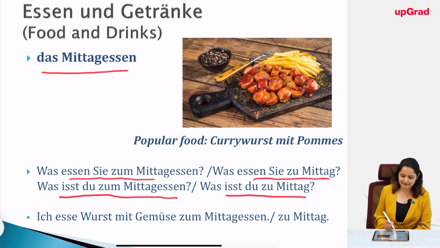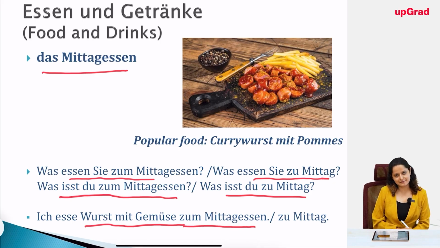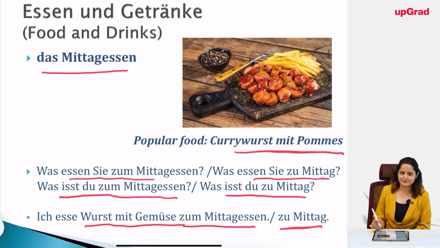The answer to that is ich esse Wurst mit Gemüse zum Mittagessen, or you can have the same statement with ich esse Wurst mit Gemüse zu Mittag. So Wurst is sausage, which is apparently a very famous food in Germany. So you can definitely try out currywurst with pommes, which means curry sausage with French fries.